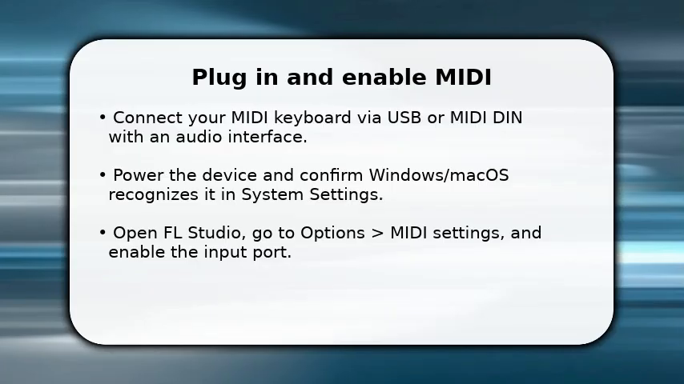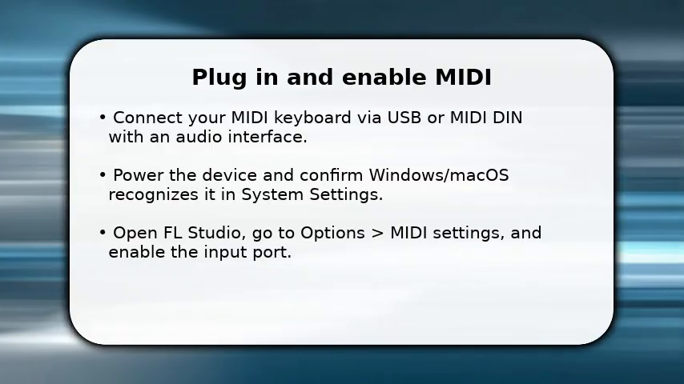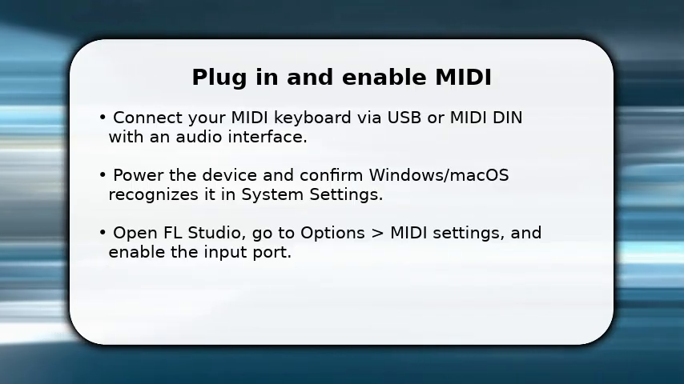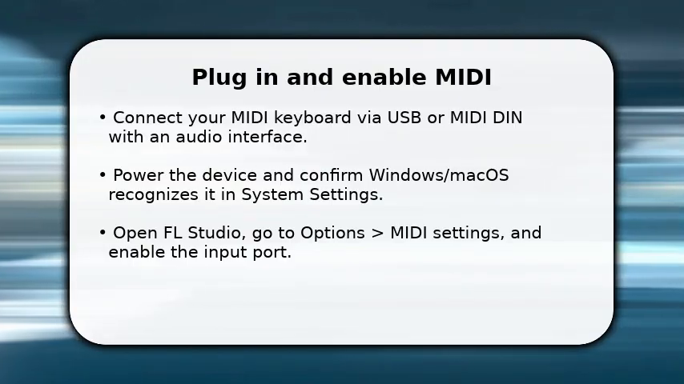Enjoy the video. You're starting by connecting hardware. Plug your MIDI keyboard into USB or use DIN cables via your audio interface. Once the device is powered, make sure the computer lists it in System Devices so FL Studio can see it. Then open FL Studio and go straight to Options, MIDI Settings, enable the input port, and set the controller type if available. This initial step ensures a communication path. Without it, the rest won't work.